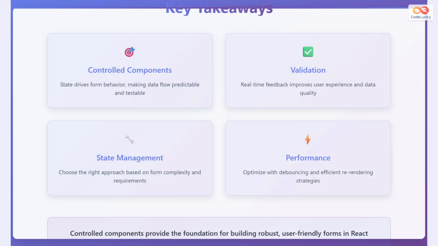Let's summarize the key takeaways from this session. Controlled components drive form behavior, making data flow predictable and testable. Real-time feedback improves user experience and data quality through validation. Choose the right approach based on form complexity and requirements for state management. Optimize with debouncing and efficient re-rendering strategies for performance. Finally, controlled components provide the foundation for building robust, user-friendly forms in React.